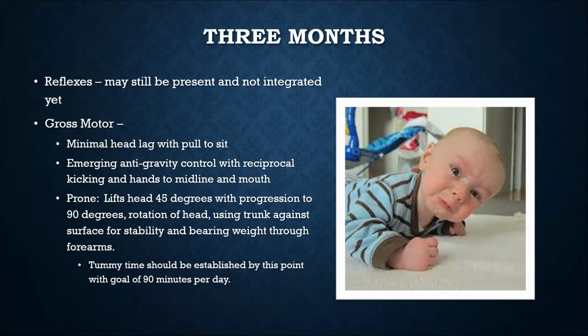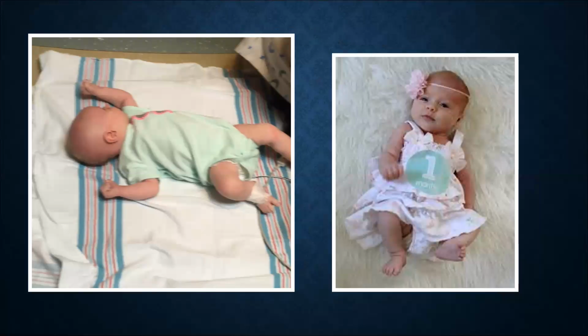In prone, they're lifting their head up to 45 degrees and hopefully working on getting up to 90 degrees. They should start to rotate their head and then push their trunk against the surface for stability and bear weight through their forearms. We want to make sure that they're pushing their hands down into the surface, which also helps to open their hands for fine motor activity later. And like Mary said earlier, tummy time should be well established at this point with 90 minutes per day.